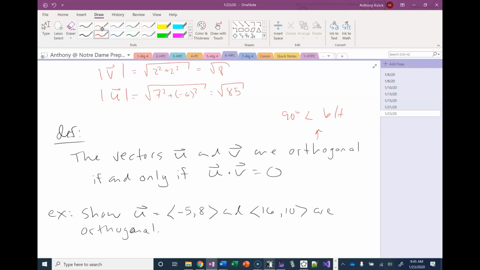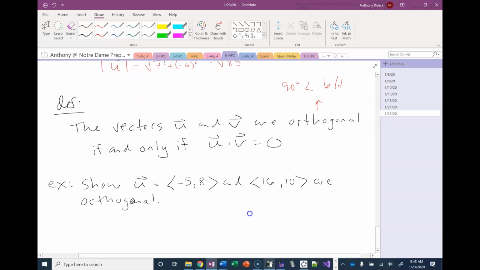So suppose I ask you to show that two vectors are orthogonal. What's the easiest way to do this? Yeah, just check their dot product is 0. So what do I get? That's it. They're orthogonal.